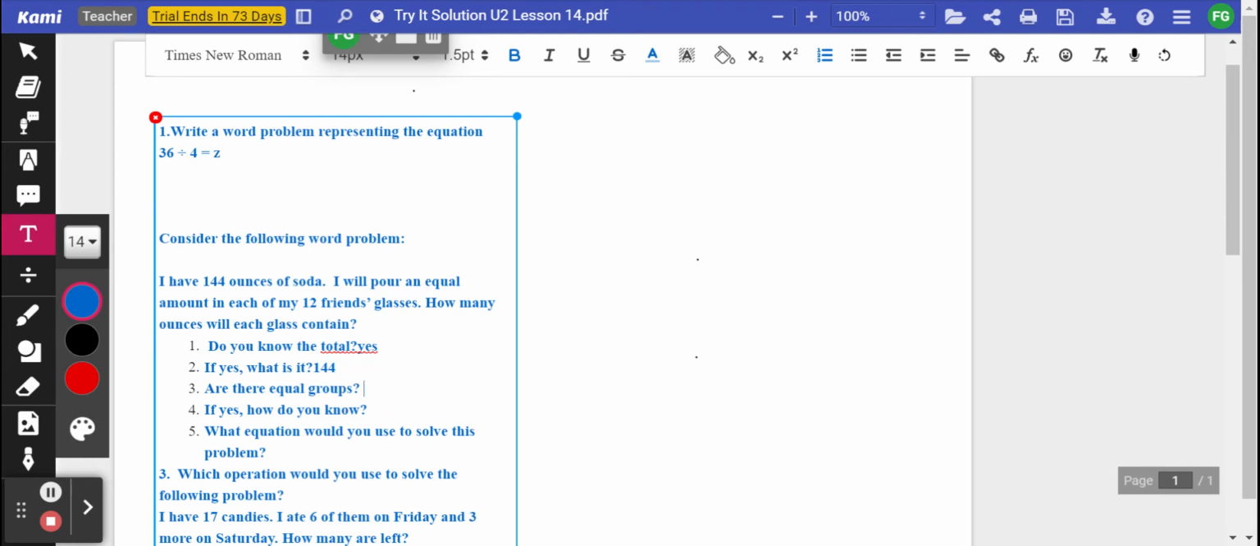Okay, are there equal groups? There are words that show that. It says equal amount and the word each. So yes. And how do I know that? I'm going to write some of those words: equal amount and each, because both of those show that.